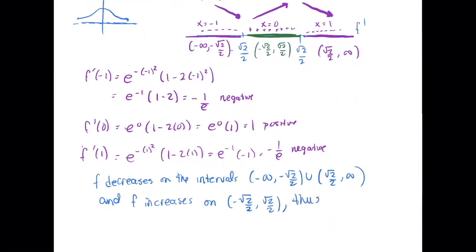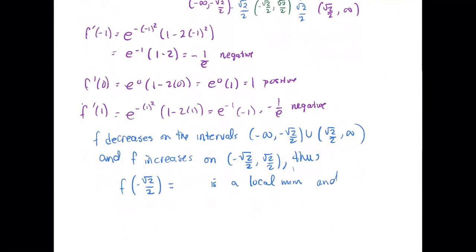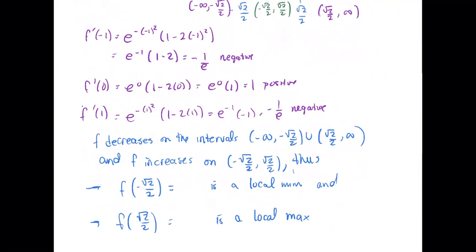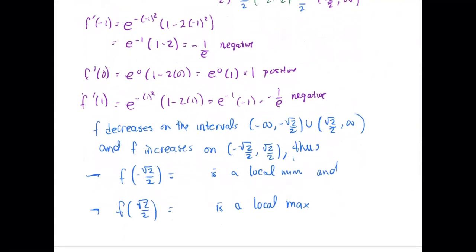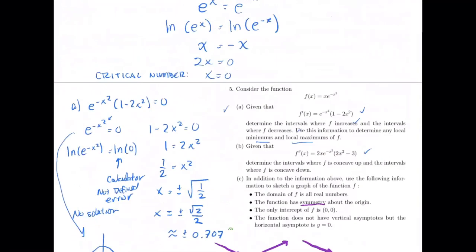Thus, F of negative radical 2 over 2, which is equal to something, is a local min, and F of radical 2 over 2 is a local max. If you're running out of time and you left it blank like I did, I would still give you full credit because I at least see that you're going to plug things in, and that you know that the output is the local min and the output is the local max and that you're using the chart. So that's enough.